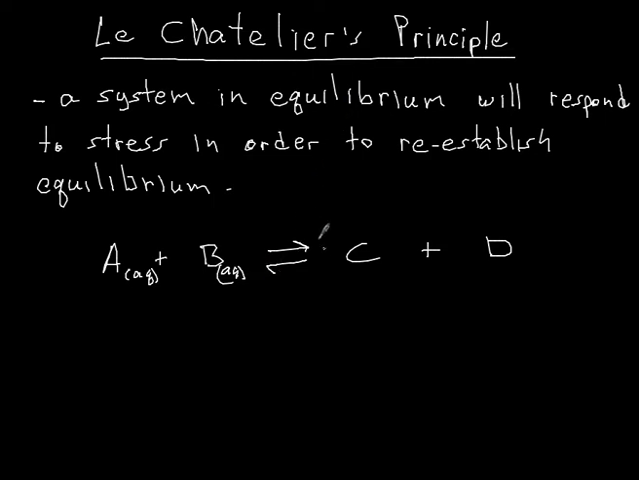Let's say that we are at equilibrium, and then we add more A to this system that's at equilibrium. If we add A to the system, we've unbalanced it. It's no longer in equilibrium because it was in equilibrium, and we added components to it. And so remember, the equilibrium is that the rate of the forward reaction and the rate of the reverse reaction are equal to each other.